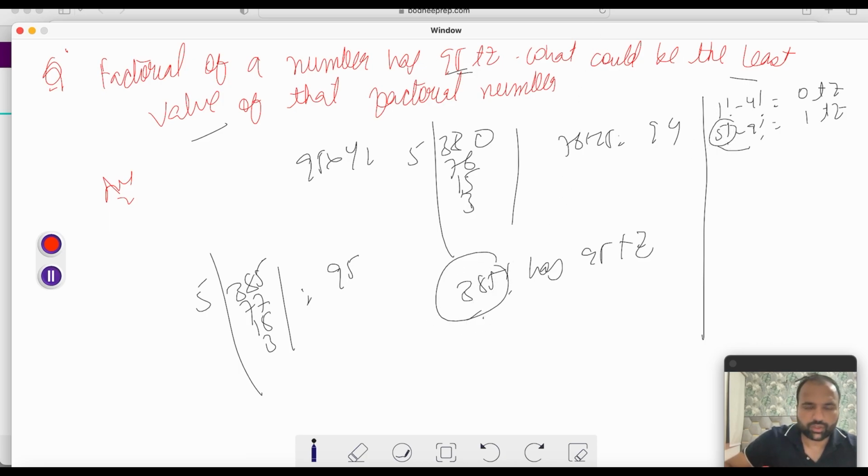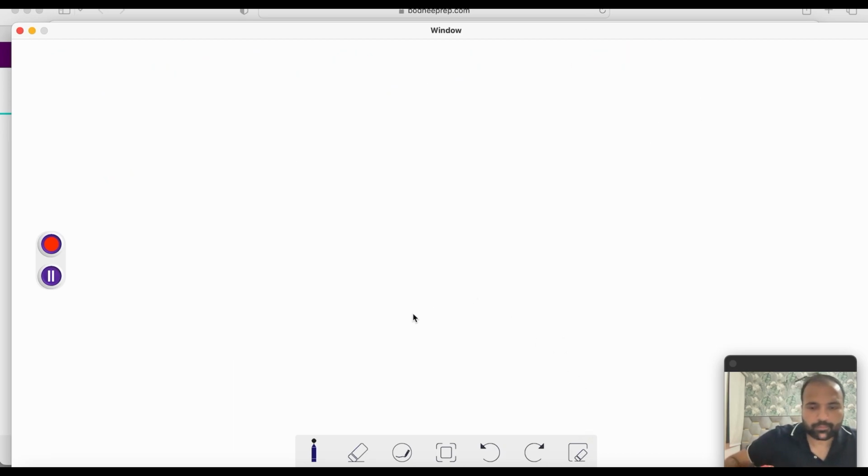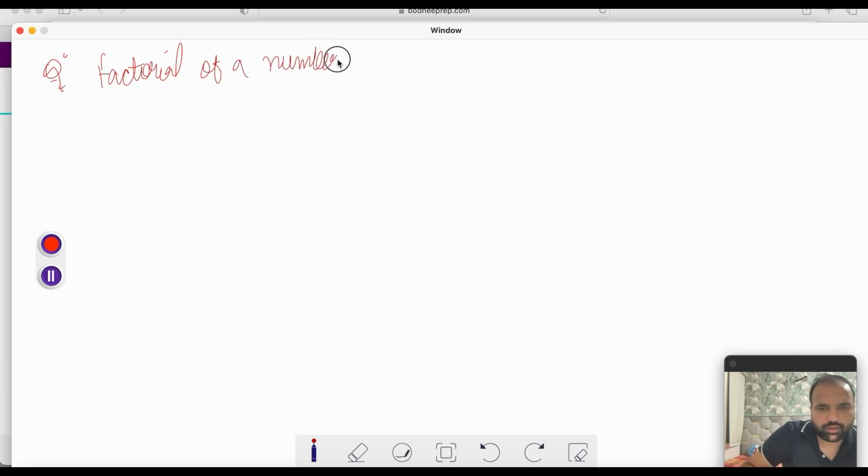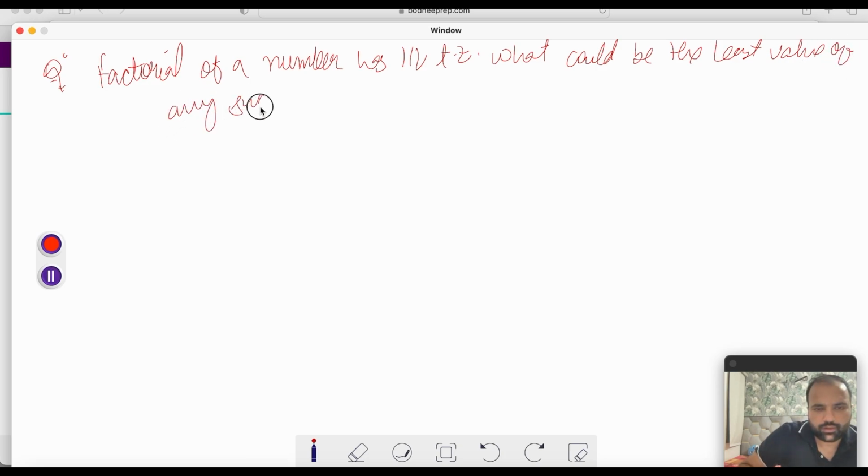Okay, we'll do another question. Let's say factorial of a number has 112 trailing zeros. What could be the least value of any such factorial? So we have 112, 112 multiplied by 4, what do we get?